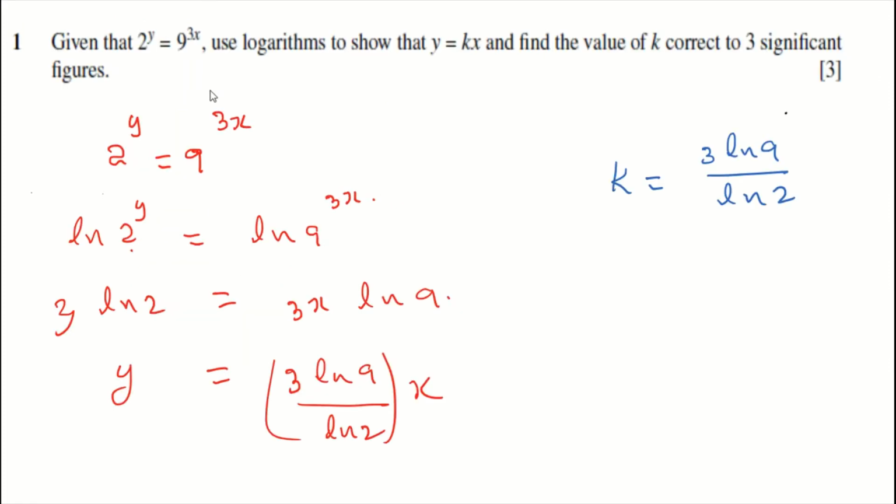In this question, we've got to write 2 to the power y equals 9 to the power 3x in the form y equals kx. So step number 1 is to take logarithm on either side. Therefore we can write logarithm of 2 to the power y is equal to logarithm of 9 to the power 3x. The power could be taken to the front. Y ln 2 is equal to 3x ln 9.